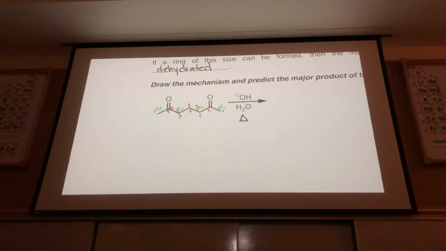So that means I'm going to be taking everything off here. So I'll draw in my H. We can attack and leave behind the electrons.